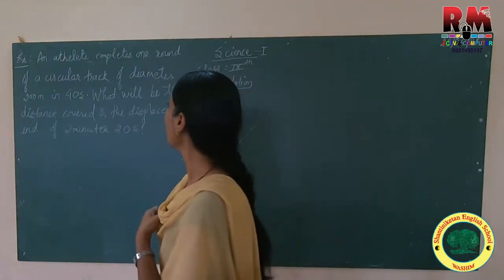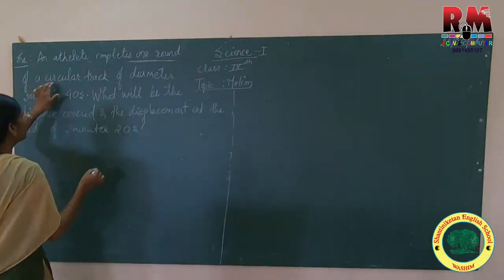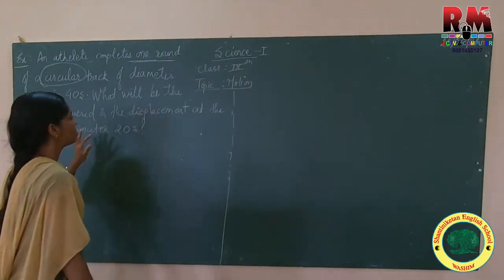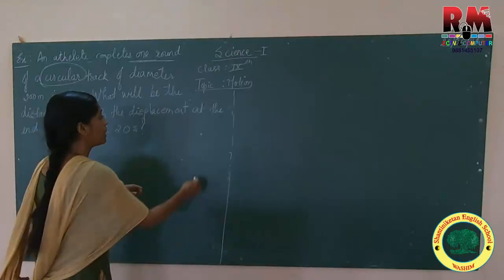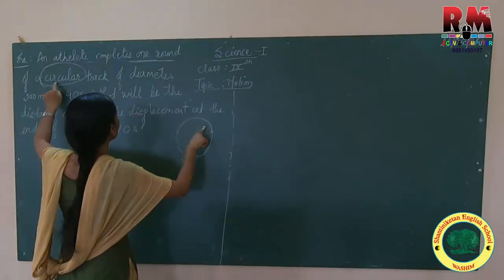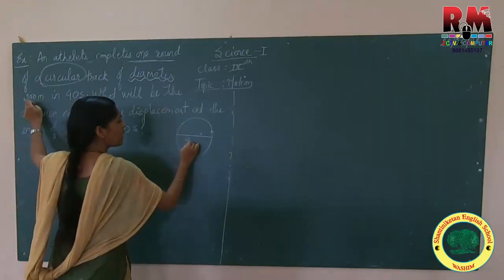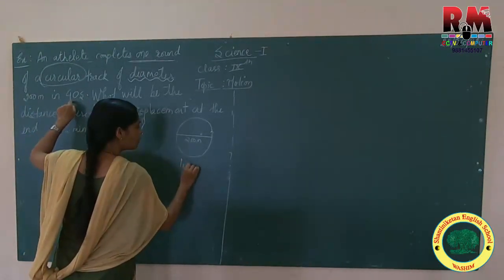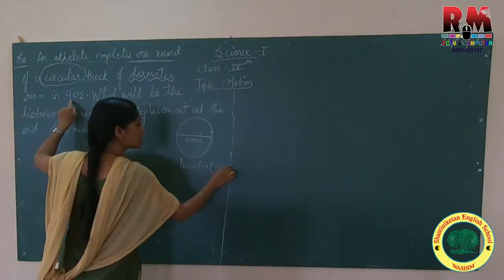Okay, so an athlete completes one round of a circular track. Okay, this is another type of problem we are going to solve. An athlete completes one round of a circular track of diameter, what is its diameter? 200 meter in 40 seconds. Means for one round, how much time is required? 40 seconds. So this is the rough work.